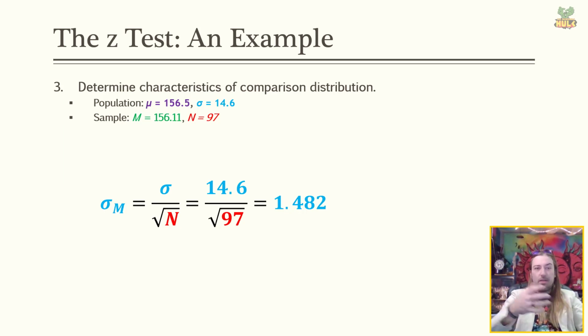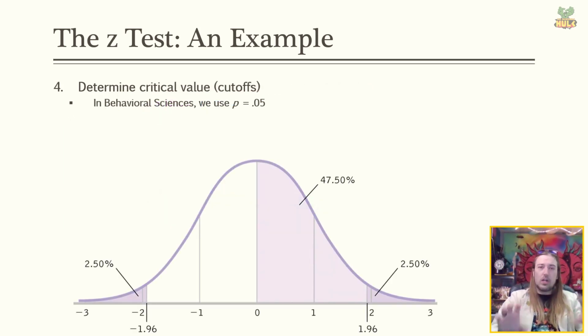Now we have the comparison distribution characteristics, because we know that the population mean, the 156.5, is equal to the center point of that comparison distribution. So, moving forward then, we need to determine our critical values. This is step 4. Now, we haven't talked about this quite yet, so let's talk about it now.